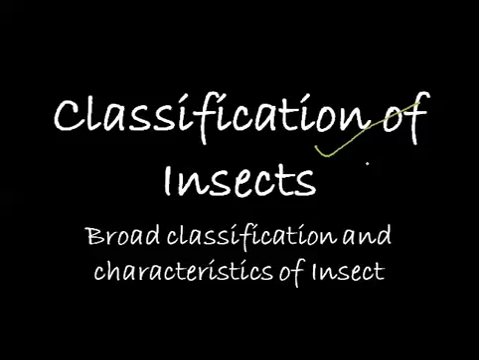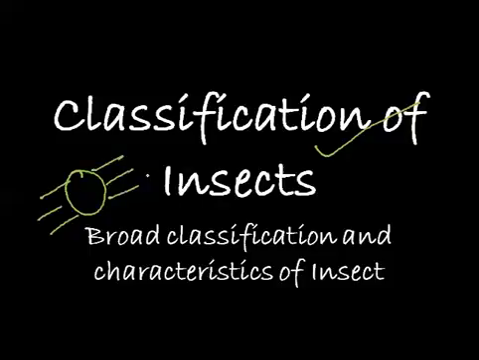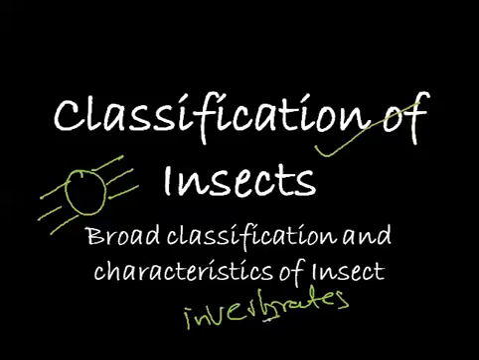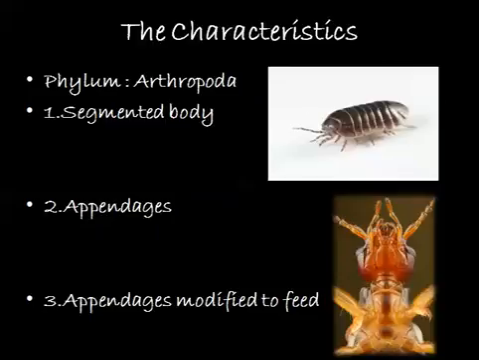Insects basically belong to phylum Arthropoda, which is characterized by three pairs of legs. This insect has one, two, three pairs of legs, and it belongs to the category of invertebrates. We'll go more into detail of the classification of insects. First we will see the characteristics of phylum Arthropoda.